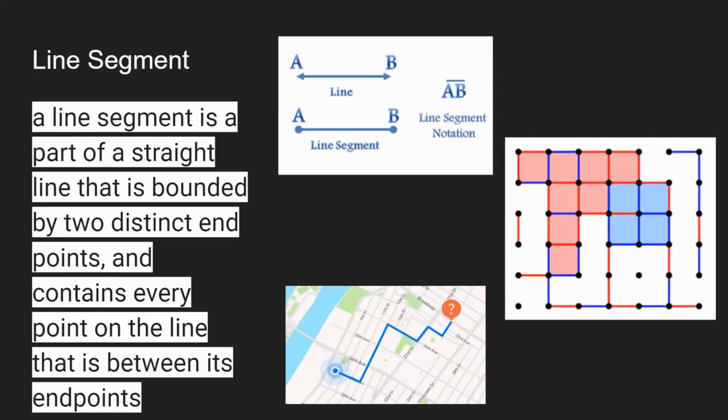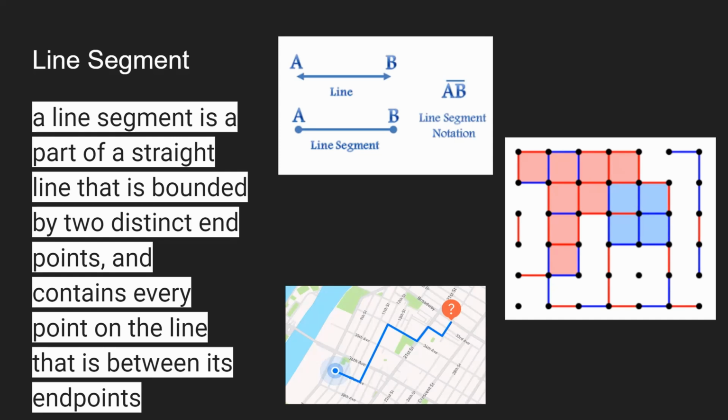For this next segment, we have line segment. A line segment is a part of a straight line that is bounded by 2 distinct endpoints and contains every point on the line between those 2 ends. So a line segment is part of a line, but also has points at the ends. So on the top we have line AB, but below we have line segment AB, and this is just denoted with a little line mark over the AB. We could also write it BA.